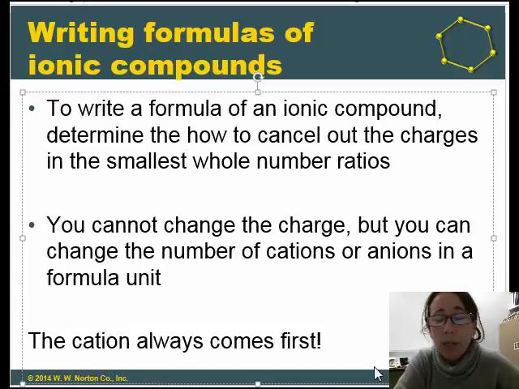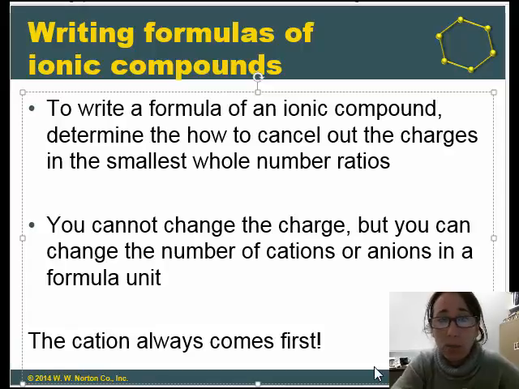So let's look at writing the formulas of ionic compounds. To write the formula of an ionic compound, you need to determine how to cancel out the charges. So you've got to figure out the smallest whole number ratio of cation charge to anion charge such that the overall charge is 0. You are not allowed to change the charge of a cation or an anion, but you can change the number of each.